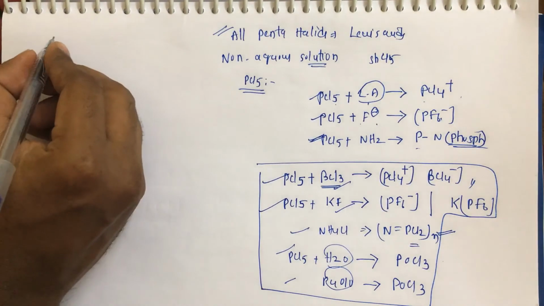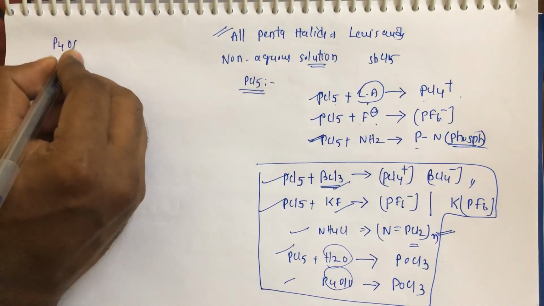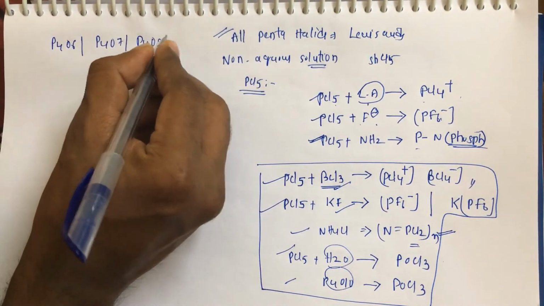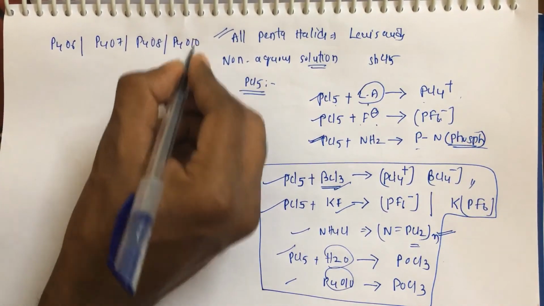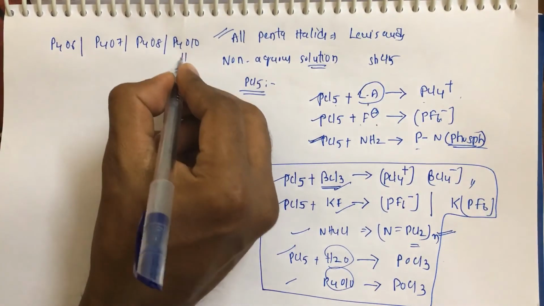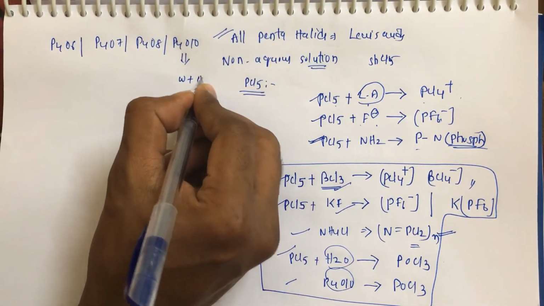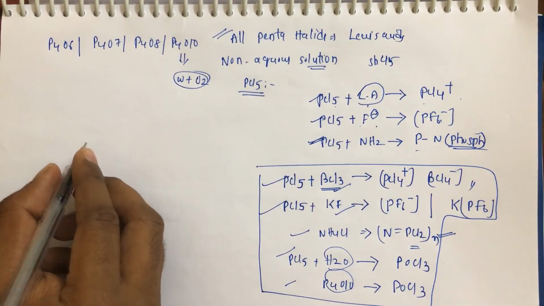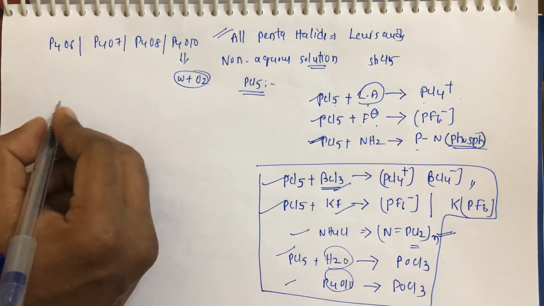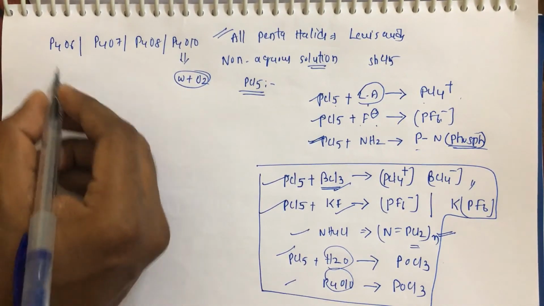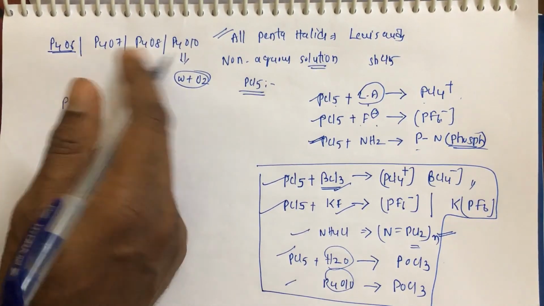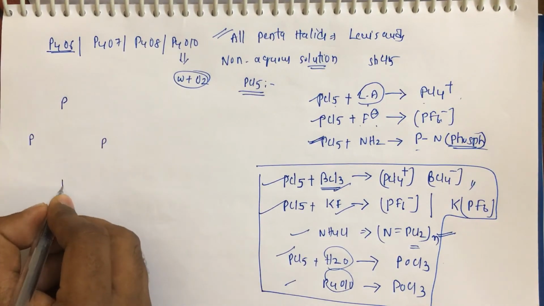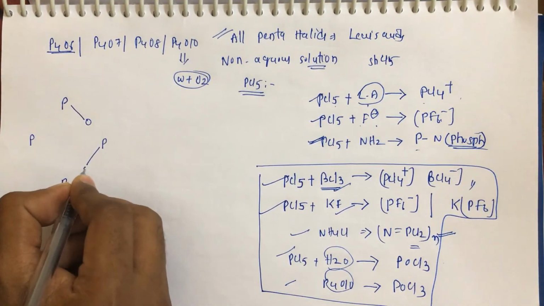And also we have phosphorus oxides: P4O6, P4O8 and P4O10. P4O10 is formed when white phosphorus is treated with air. These all have a tetrahedral shape. If you can remember the P4O6 structure, then it's very easy to remember the other structures. Keep four phosphorus atoms and keep a P-O bond between all the phosphorus atoms.